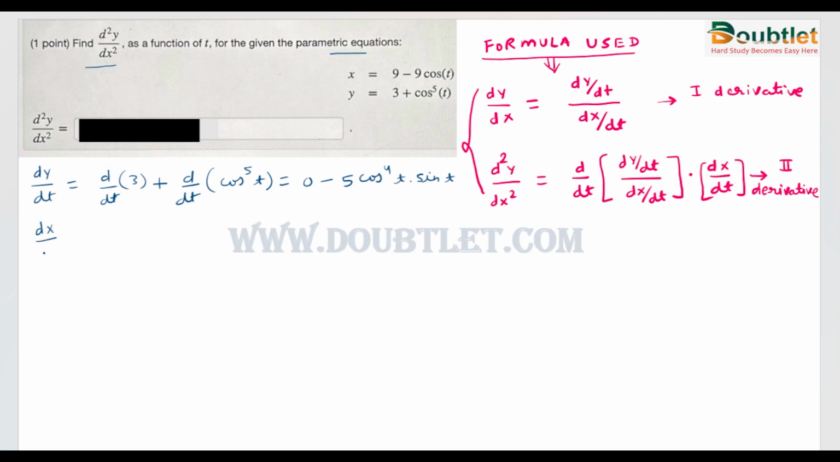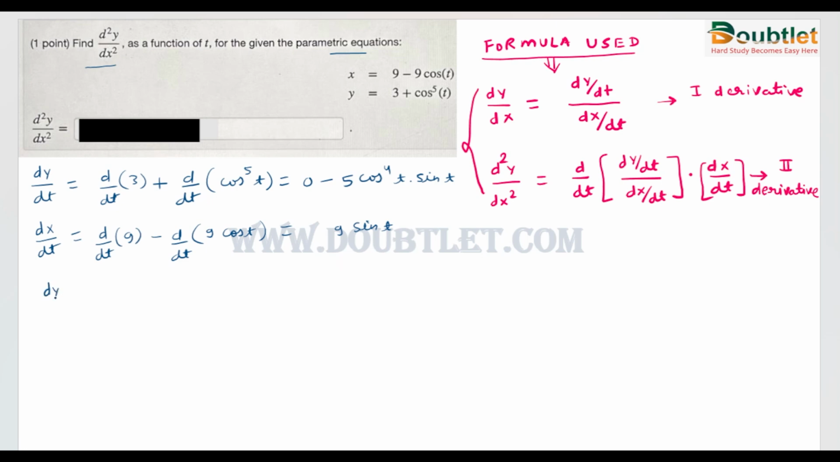Now if we find dx by dt, we have to differentiate the above term with respect to t. So we can write this as d by dt of 9 minus d by dt of 9 cos t. Basically 9 is a constant, so it will be taken out, and it will become minus 9, and the differentiation of cos t is minus sin t, so it will become plus. So we can write this as 9 sin t.